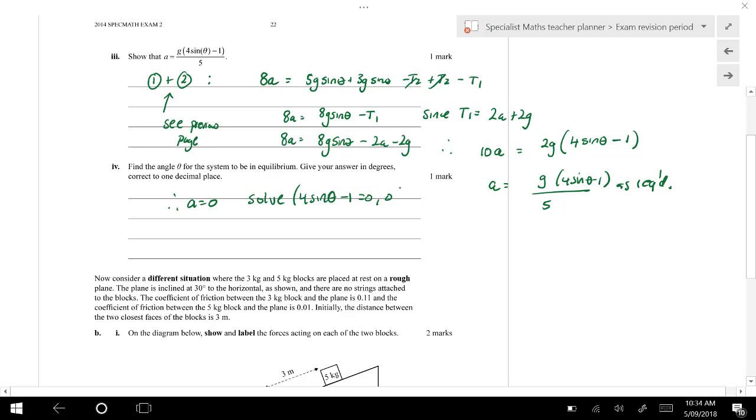Comma 0, comma theta. But of course, you just need the answer, which when you work that out is approximately 14.5 degrees to correct to 1 decimal place.